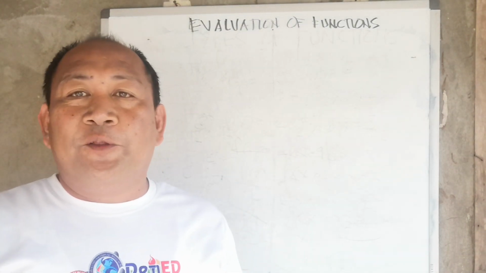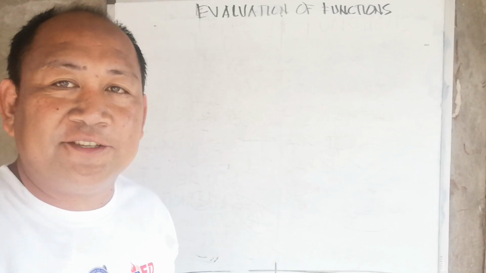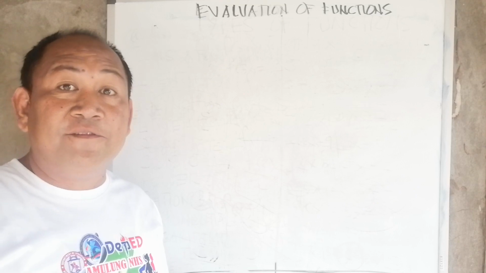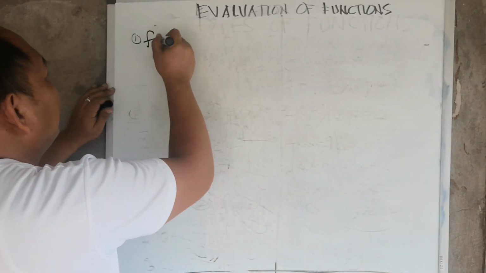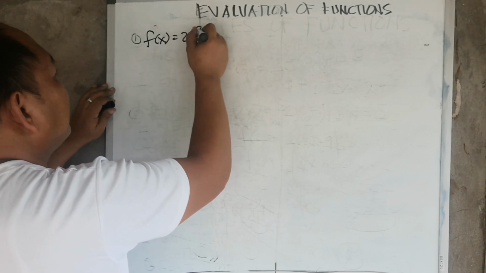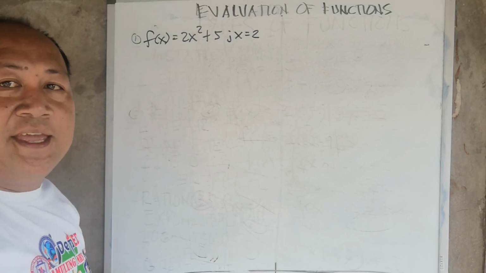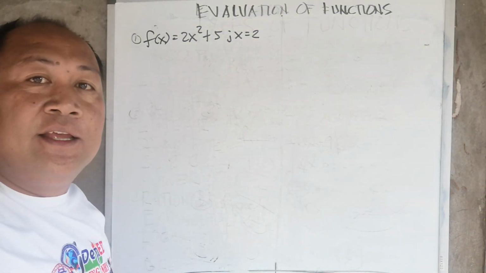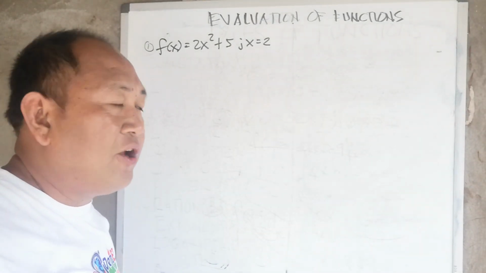Okay, so this time we're going to have evaluation of functions using the different types of functions discussed earlier. So we're going to start with our first example. We have f of x equals 2x squared plus 5, where x equals 2. Okay, in that case, our x is 2. So we just substitute x equals 2 in variable x of the given function.